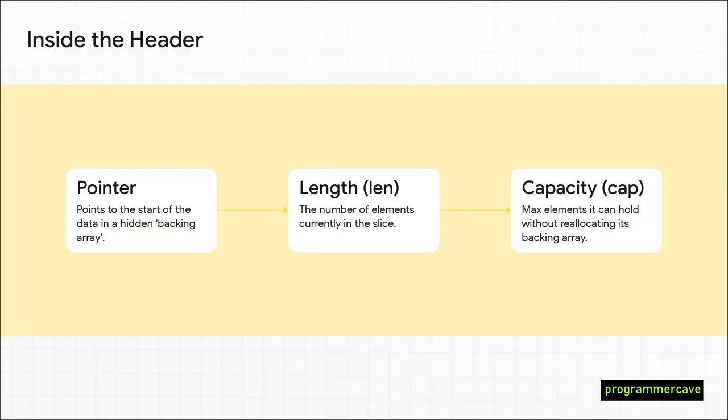So inside that little header are 3 crucial pieces of information. First, you've got a pointer, which just points to where the real data lives in something called a backing array. Second, its length. That's how many items you can see right now. And third, its capacity. This last one is the secret sauce for performance. It tells us how much the slice can grow before it has to do some heavy lifting.